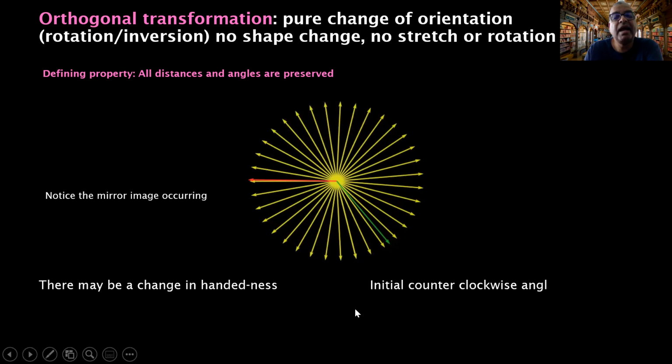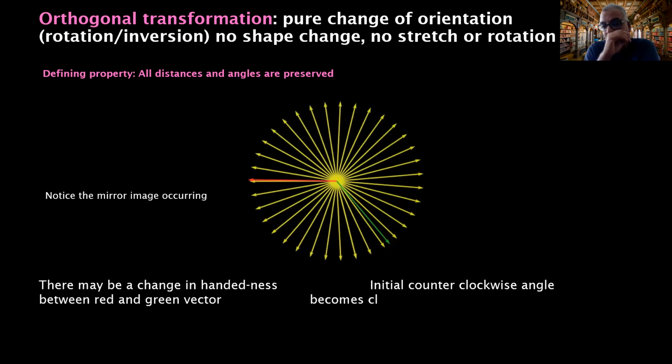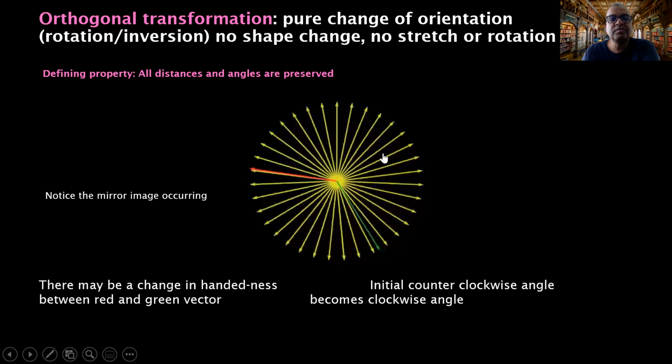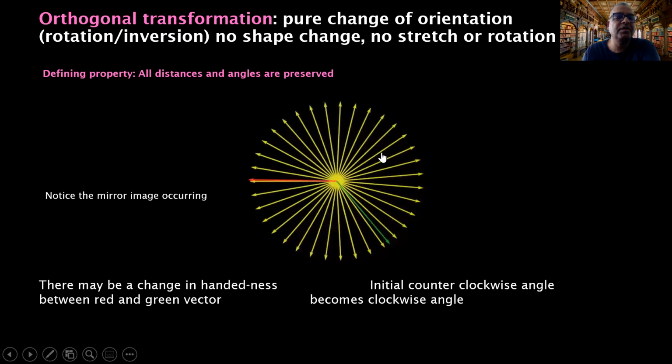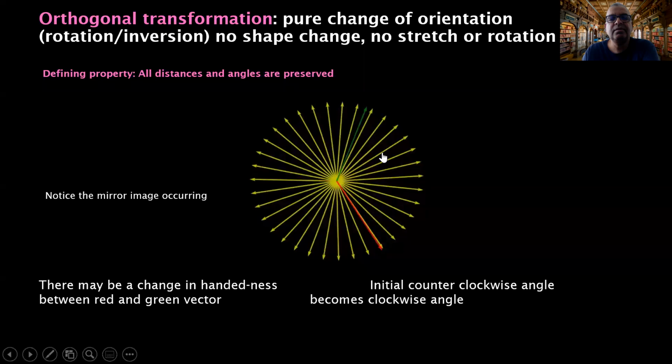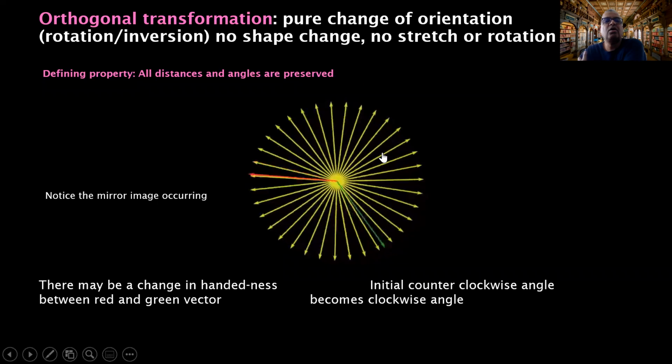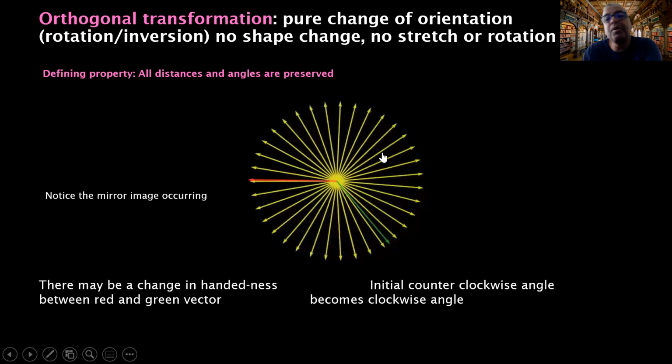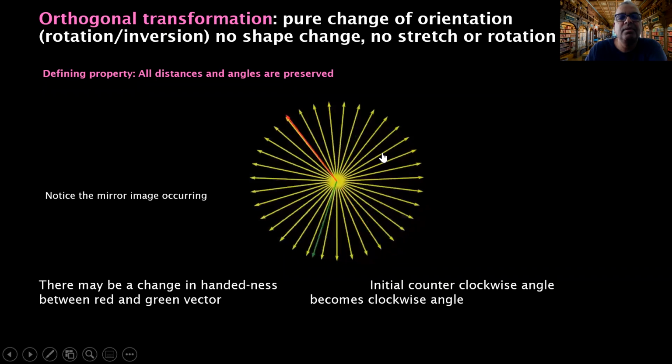So there is a change in handedness. What is counterclockwise initially may become clockwise afterwards. So in that sense, angles are not exactly preserved. They can be changed inside. So watch. Is it obvious to you that you saw the flip of the red and green arrows? Pay attention to the red and green arrows. You will see the flip. Did you see that? There. That's an orthogonal transformation. It's called proper orthogonal if there is no flip.